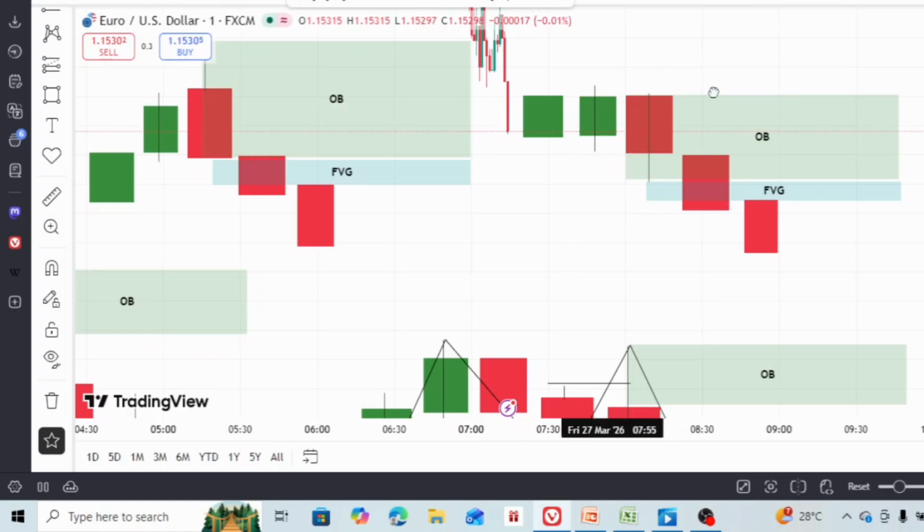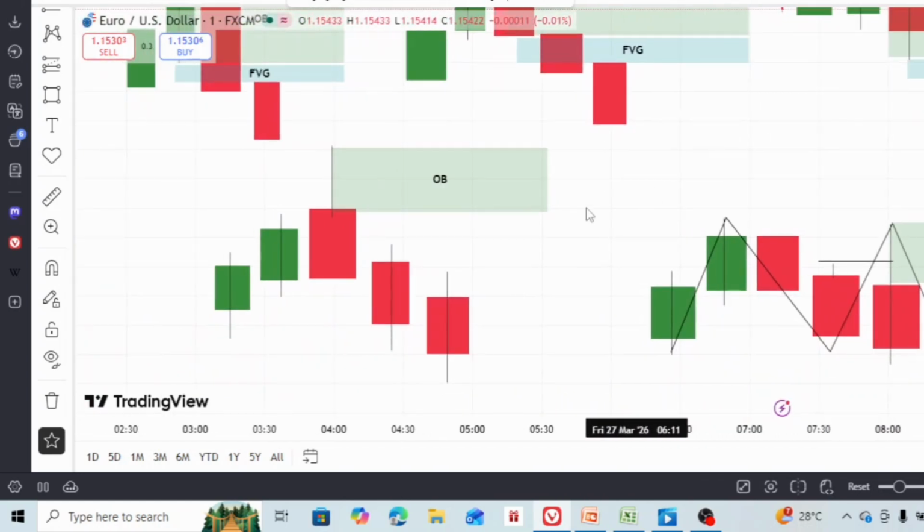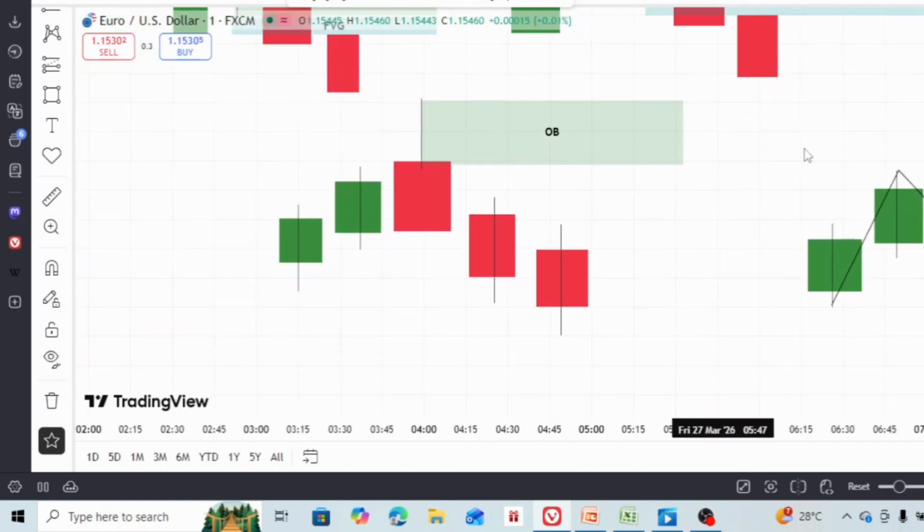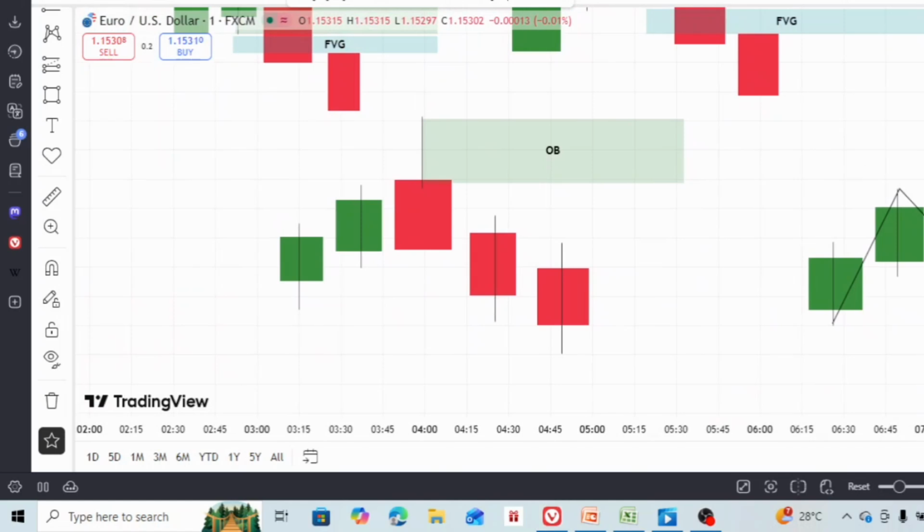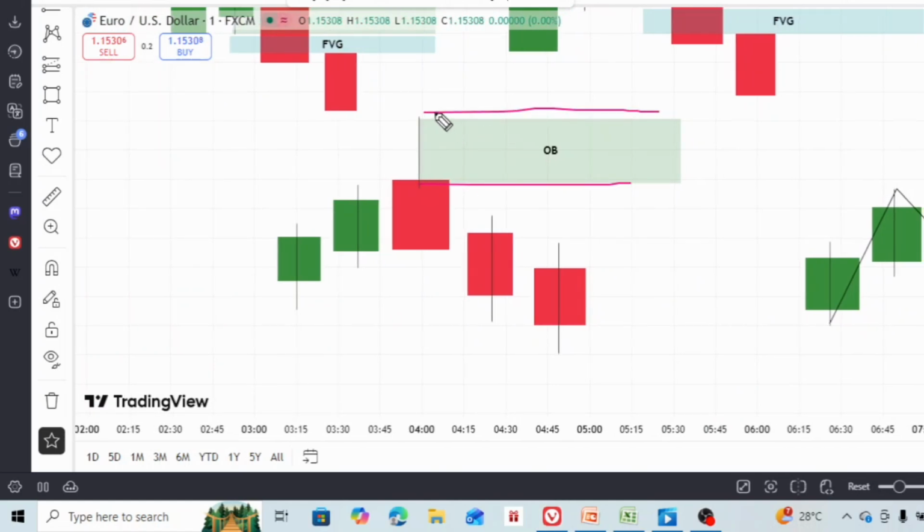Also, like the bullish order block, if there is no pullback and no gap, but there is a long wick like this, then you can also take this as an order block.